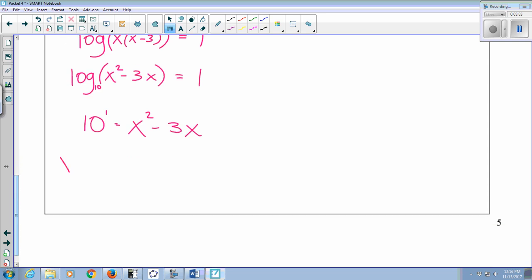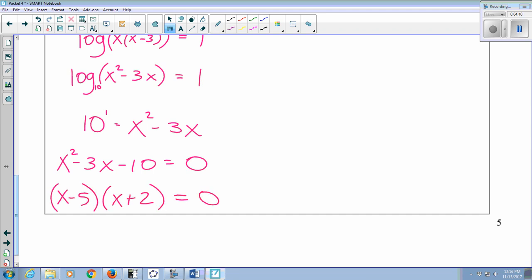Move everything to one side, so I have x squared minus 3x minus 10 equals 0. And does that factor? Yeah, I could factor this to x minus 5 times x plus 2. So that means that x equals 5 or negative 2.